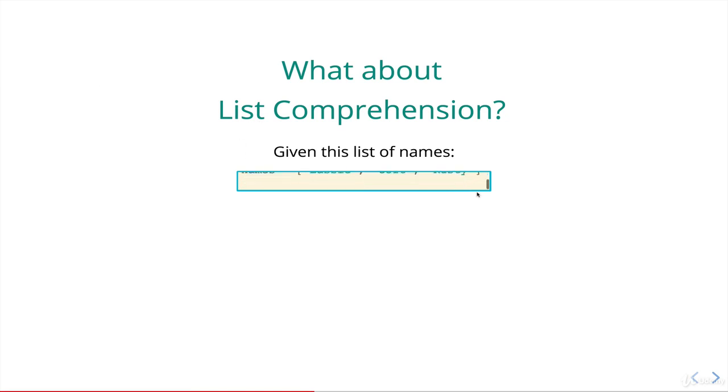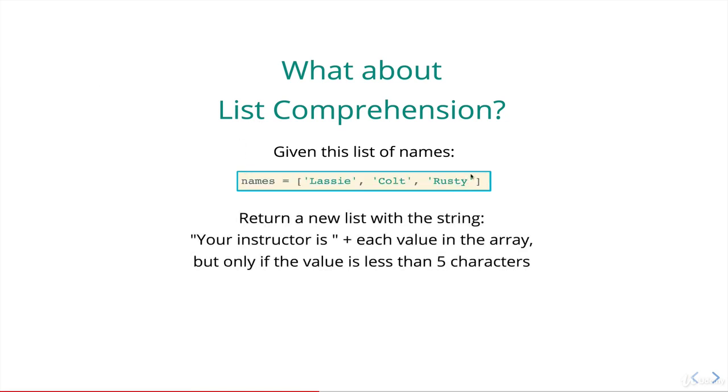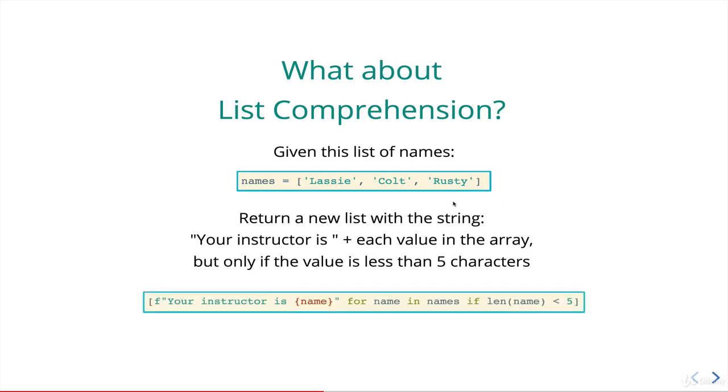For example, this previous example of returning a list with the string your instructor is and then the name, but only for the names that are less than 5 characters, we could do that with a single list comprehension like this, right? Where we do the f string for name in names if length is less than 5. And that is way better in my opinion. And pretty much everyone agrees.